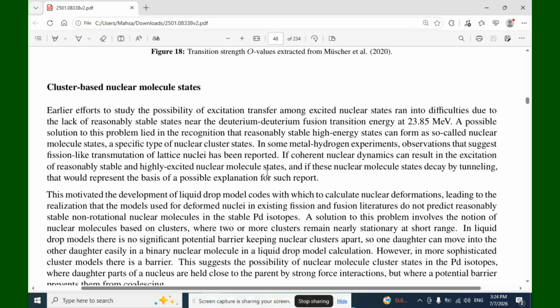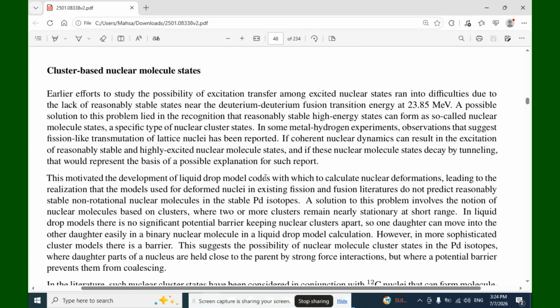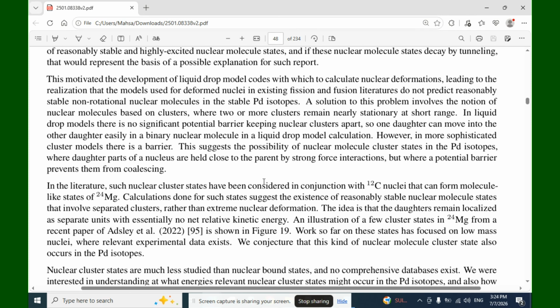If coherent nuclear dynamics can result in the excitation of reasonably stable and highly excited nuclear molecule states, and if these nuclear molecule states decay by tunneling, that would represent the basis of a possible explanation for such reports. This motivated the development of liquid drop model codes with which to calculate nuclear deformations, leading to the realization that the models used for deformed nuclei in existing fission and fusion literature don't predict reasonably stable non-rotational nuclear molecules in the stable palladium isotopes.